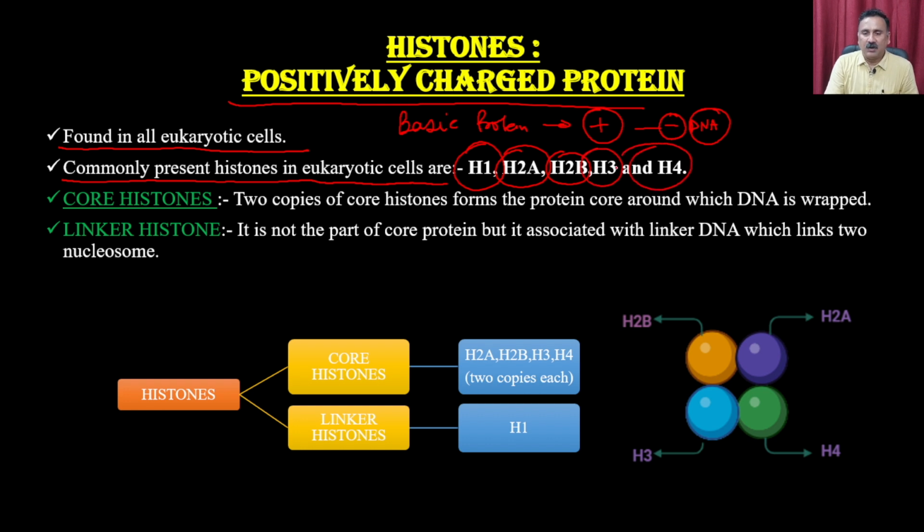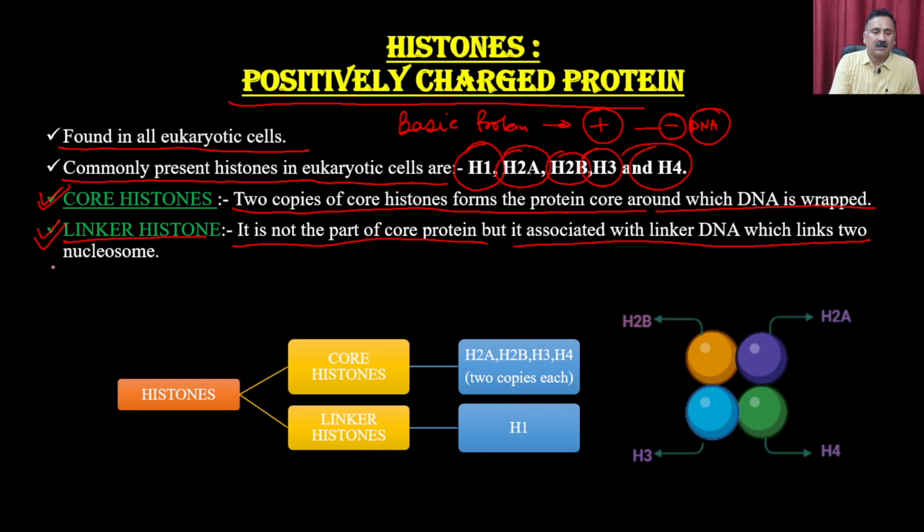Then all these 5 histones are categorized into 2 structural regions. One is called the core histone, the other one is called the linker histone. So H2A, H2B, H3 and H4 are part of the core histone, whereas H1 is called the linker histone. The core histone forms the protein core around which the DNA is wrapped, and within this you are going to have H2A, H2B, H3 and H4. Whereas the linker histone is not part of the core protein, but it is associated with the linker DNA which links the 2 nucleosomes.